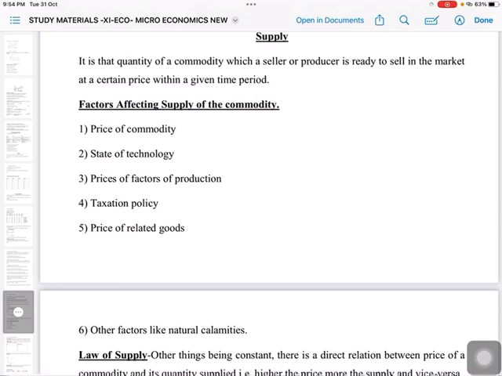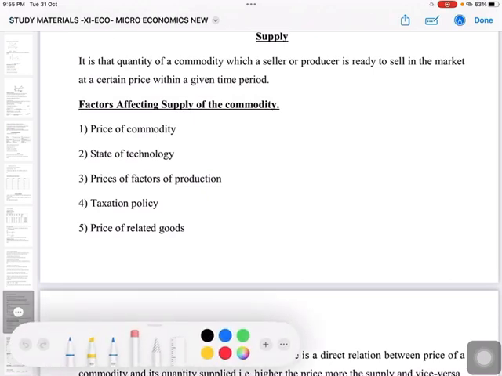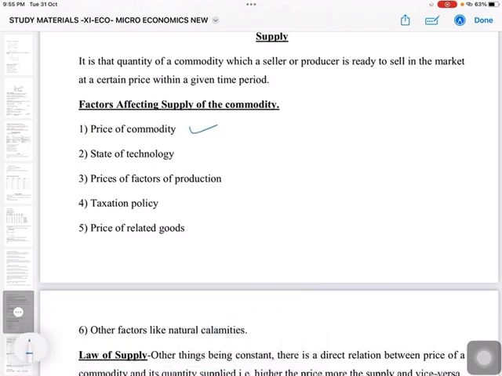प्रोड्यूसर मार्केट में जितना क्वांटिटी लाता है बेचने के लिए एक प्राइस पर within a time period, that quantity is termed as supply. Supply of a commodity depends on number of factors. जैसे पहला वाला प्राइस ऑफ द कमोडिटी, अगर कोई कमोडिटी का प्राइस बढ़ेगा तो डेफिनेटली सप्लाई विल राइज. तो फर्स्ट फैक्टर इज प्राइस ऑफ द कमोडिटी.